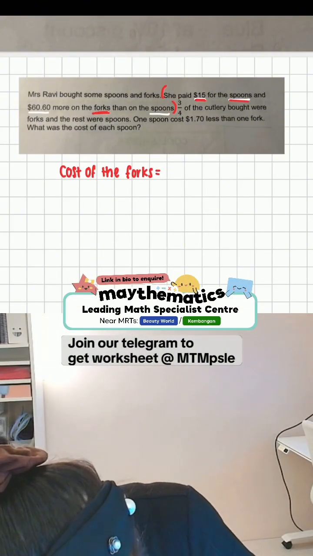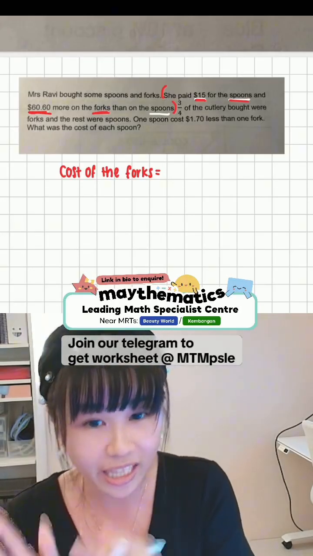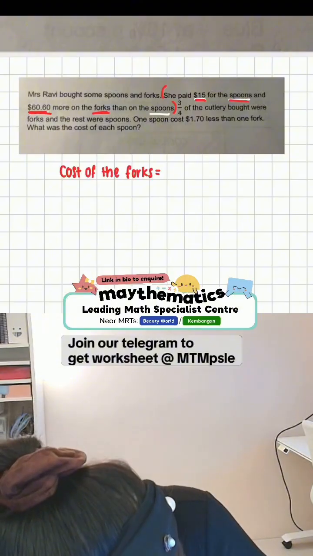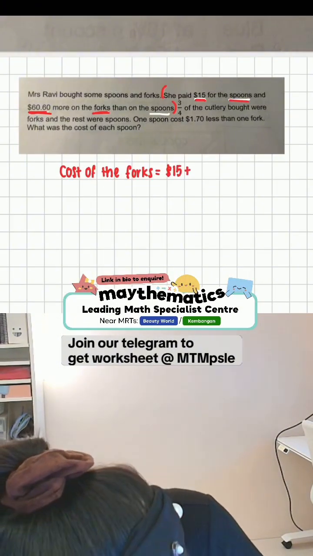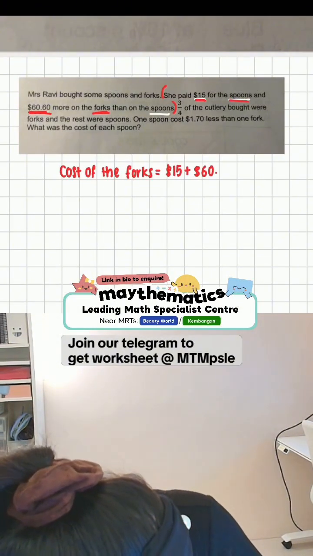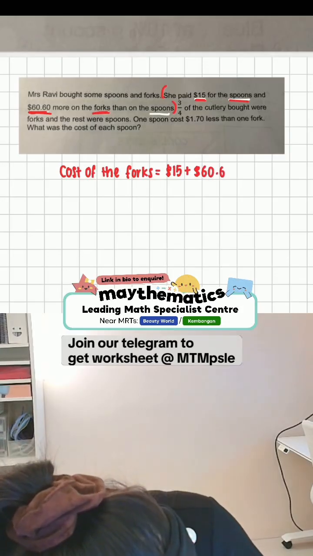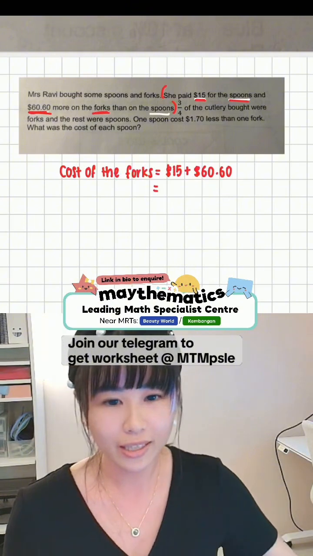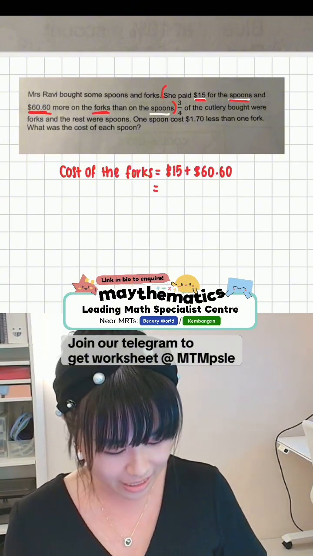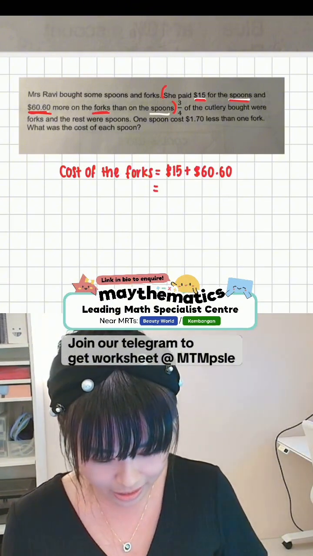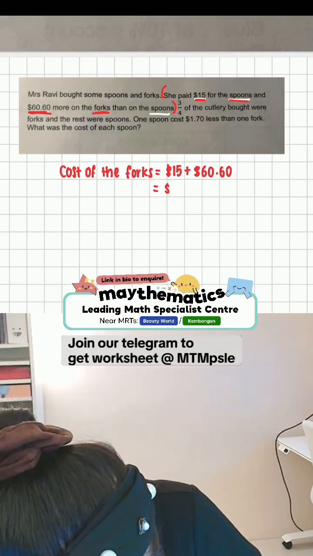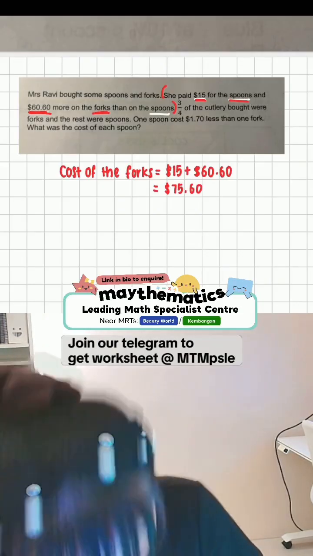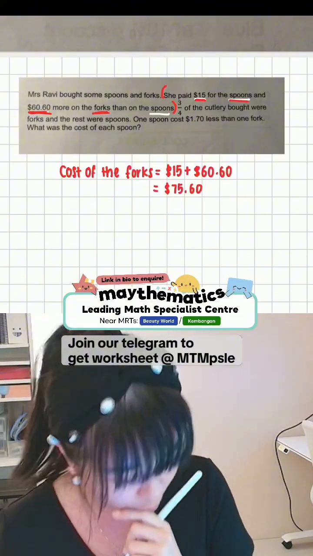So how do you find that? If your spoon is $15, you pay $60.60 more on the forks than the spoon. That means you plus, because you pay more, right? So $15 plus $60.60. That's the first thing you can find first. So 15 plus 60.60, you have $75.60. So that's the cost of the forks.